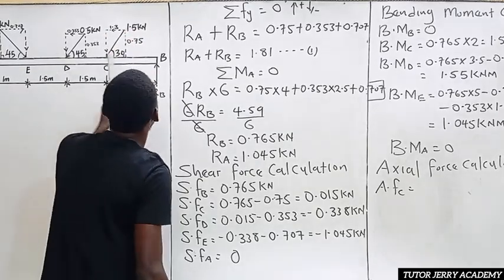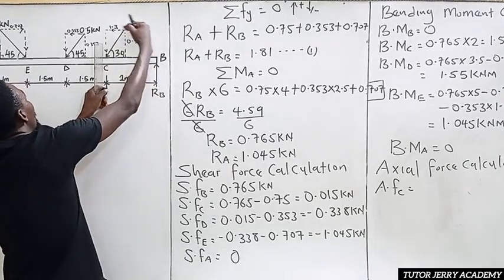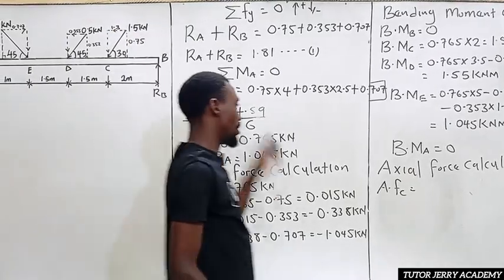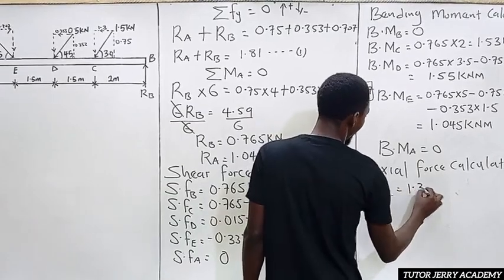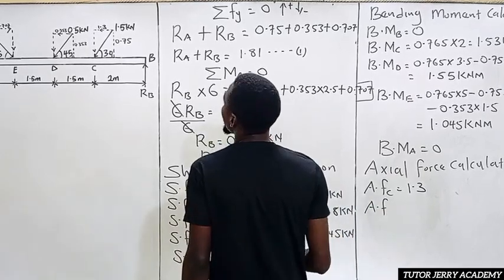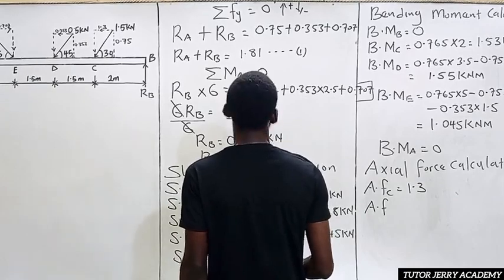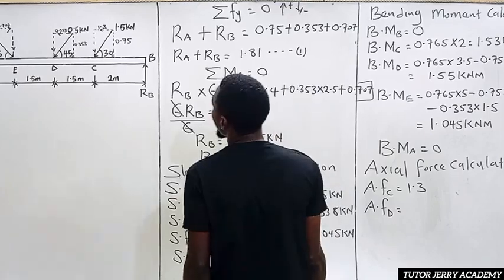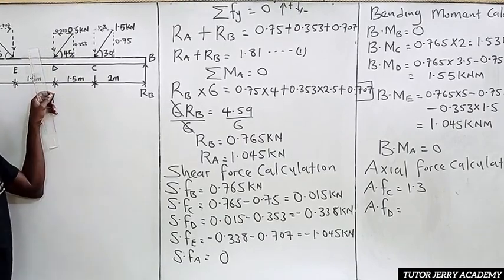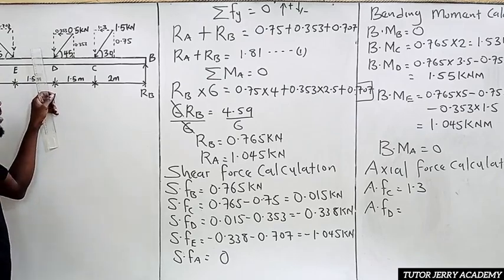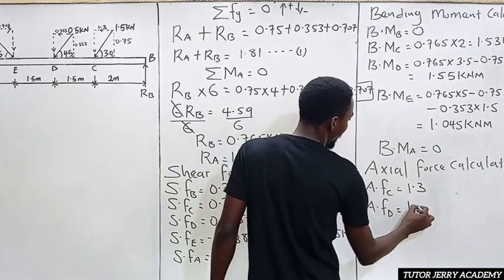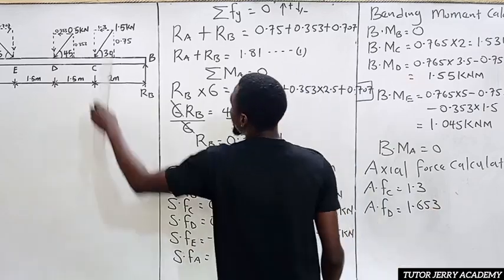So we are going to take our direction. Let's take this direction to be positive. So this direction is positive. So it's going to be what? 1.3. All right. So the axial force at point D will be equal to, if you sum the two of them, they are going in the same direction. If you add the two of them together, we are going to have what? 1.653. So we are going to have 1.653, at least if we sum these two together.